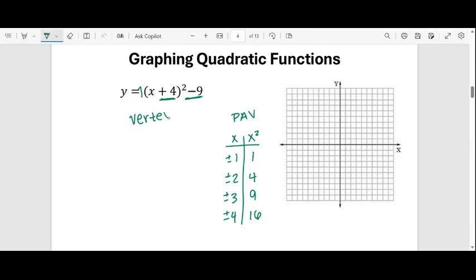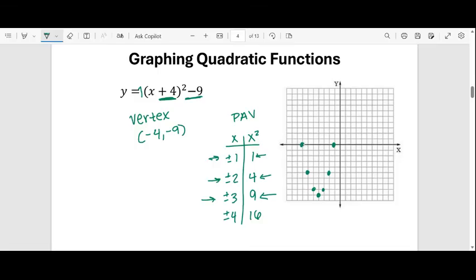So your vertex will be -4, -9, because the opposite of +4 is -4. You have to change the x value, and then -9 is your y value. It stays the same. So let's go from our origin back 1, 2, 3, 4, down 9 for our vertex. From our vertex, left and right 1, up 1, just like we've been doing. Left and right 2, up 4. Left and right 3, up 9. And that should be hitting your x-axis.